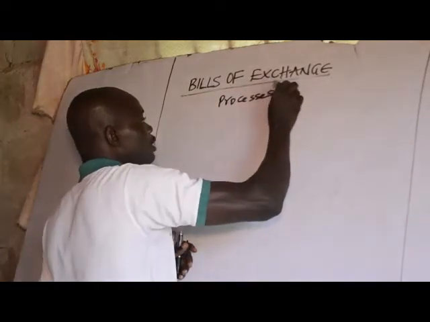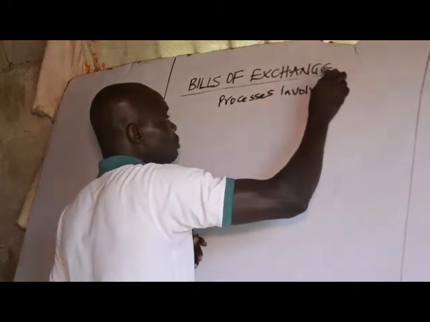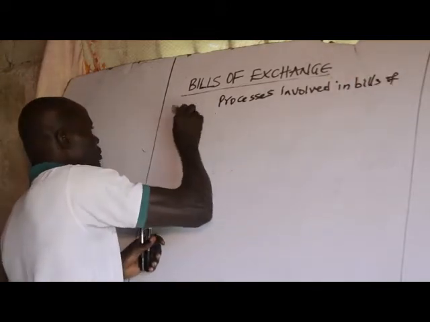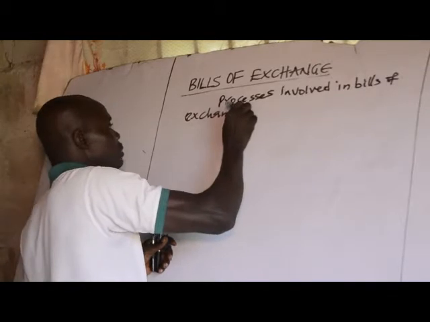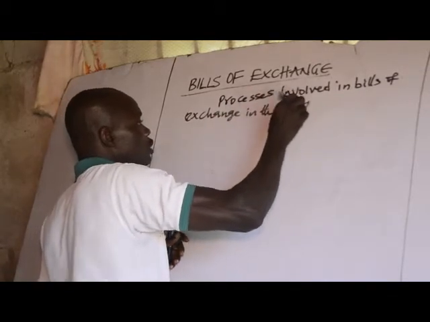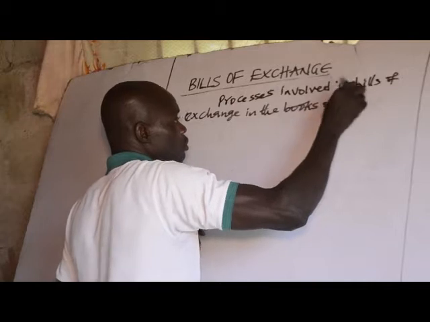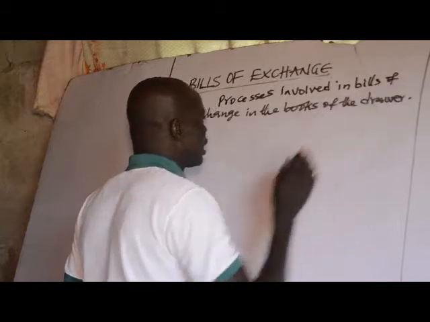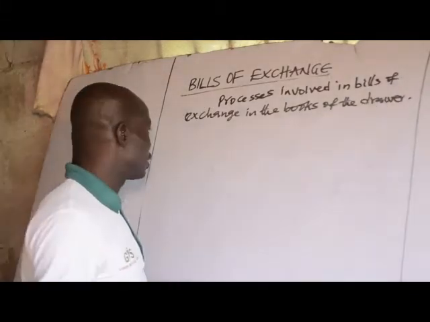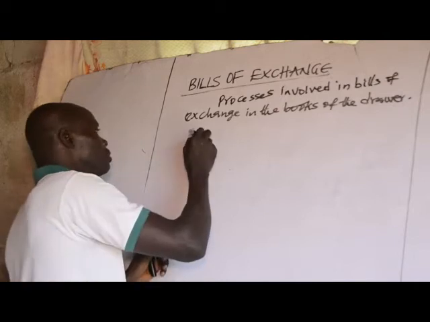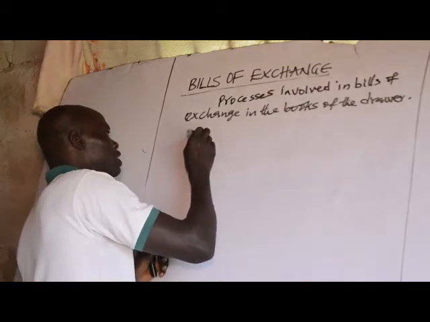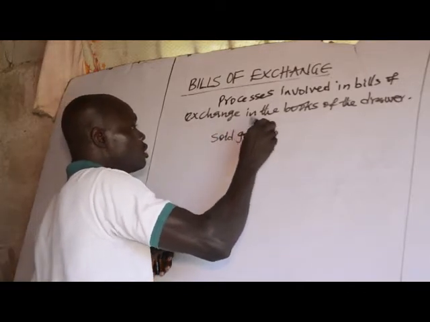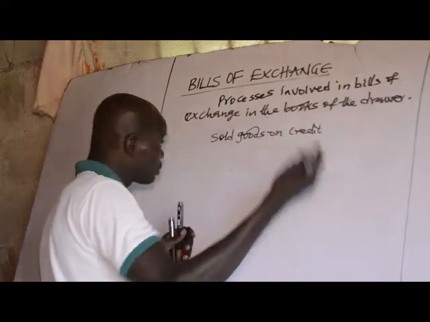Processes involved in bills of exchange in the books of the drawers. I've told you that the drawer is the seller, that is the creditor. Number one, the supplier sells goods on credit. Sold goods on credit to the debtors.